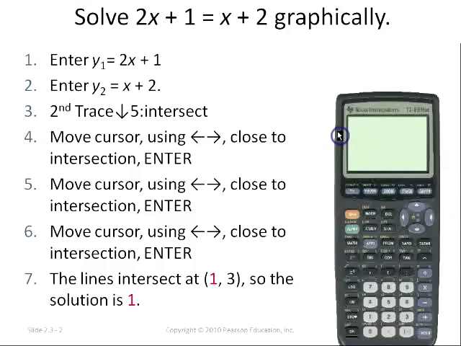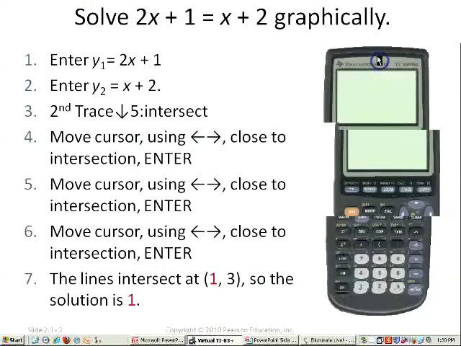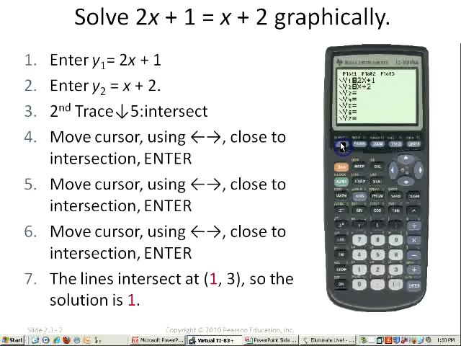So we go to our y equals button and we want to type 2x plus 1 in y1 and then press enter, or you can arrow down. And in y2 we want to type x plus 2. We want to find where these lines intersect.